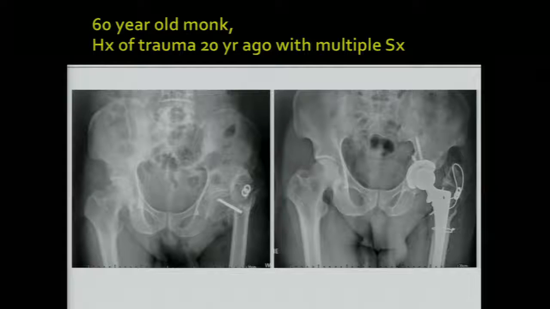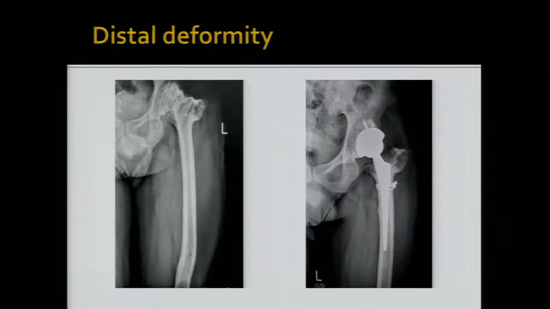This is an example of a patient who has a proximal deformity. Option 1, you can use an implant that bypasses the deformity and get a satisfactory position of the implant, as shown in the picture. Or option 2, you can excise the deformity and replace it with metal.